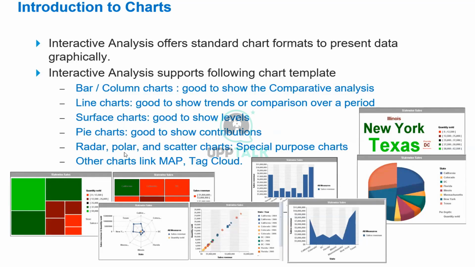These charts are also available: radar, polar and scatter charts. These are special purpose charts which we mostly use if you have huge data, in those scenarios, and to estimate, like machine learning and all. We use these radar, polar and scatter charts for forecasting and all. This is a special purpose chart. We don't use it for normal reporting purposes. Other charts are the map chart and tag cloud.